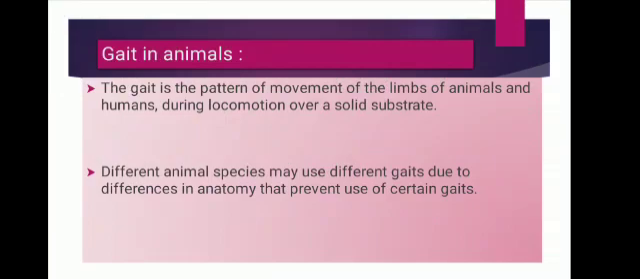Gait in animals. Gait basically refers to the pattern of movement of limbs of animals and humans during locomotion over a solid substrate. And why do they need locomotion or movement? It is necessary for animals to be able to move from one place to another, to find food and escape from their enemies. Many animals, including human beings, walk with their legs. Human beings walk by contracting and relaxing muscles in their legs in a coordinated manner.